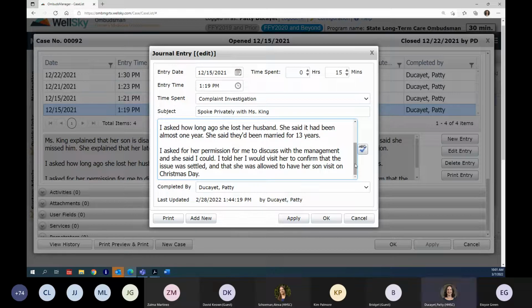So I give a little background about this relationship with her son and her son's status of having a disability as a factor in this request, and also that she shared information with me about the loss of her husband. So here I describe consent. I asked for her permission to discuss this with management, and she said that I could. So consent can be described in this way and many other ways, but I'm speaking directly about this resident. And I told her I would visit so that I could confirm that the issue was settled and make sure that she was allowed to visit with her son on Christmas Day, which is what she wanted.